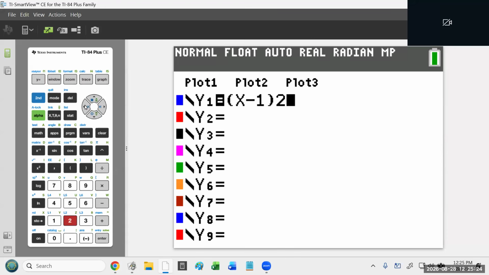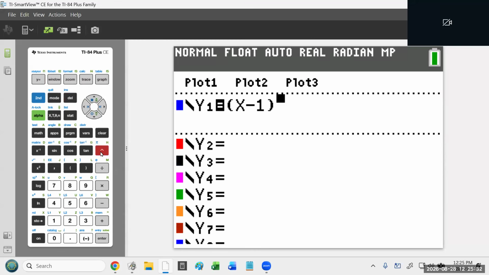So I'm going to use my cursor. I don't like that 2. I'm going to delete it because that's not what I wanted. Remember, to get that exponent position, you have to hit this little arrow button. That's what tells the calculator the next thing I type needs to be up in that exponent position. Okay, and then I press 2.